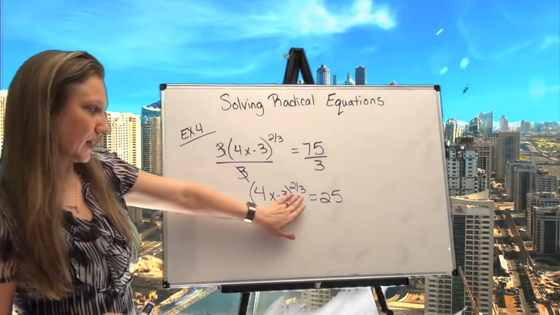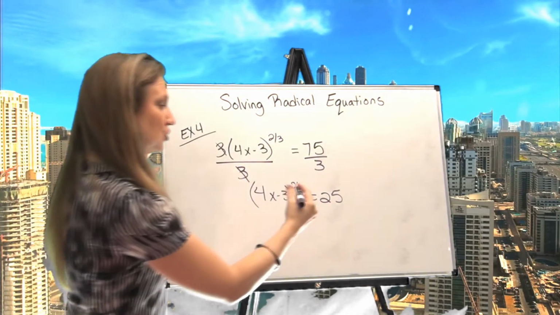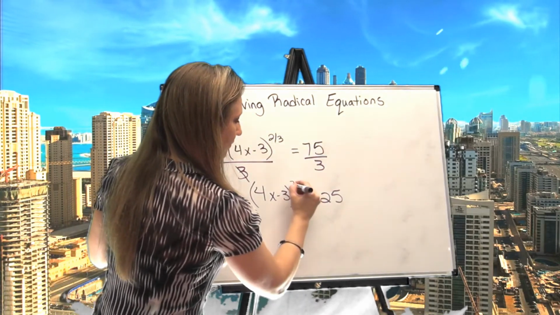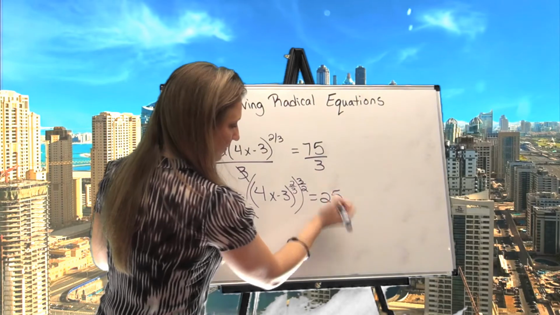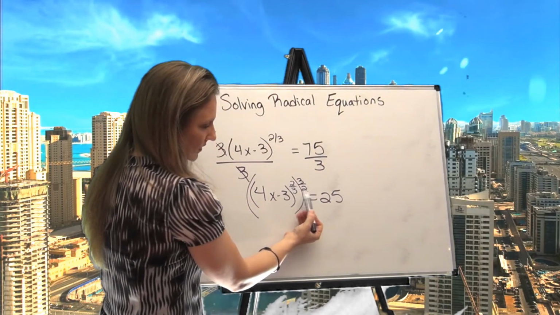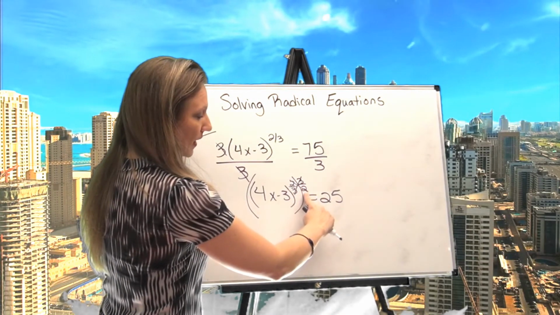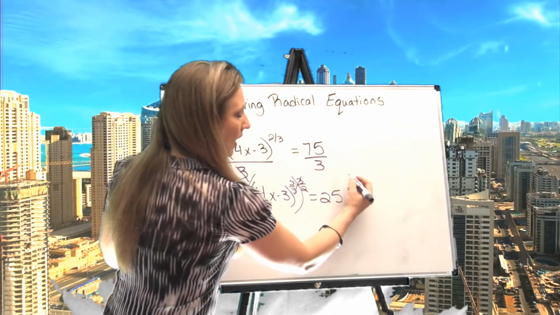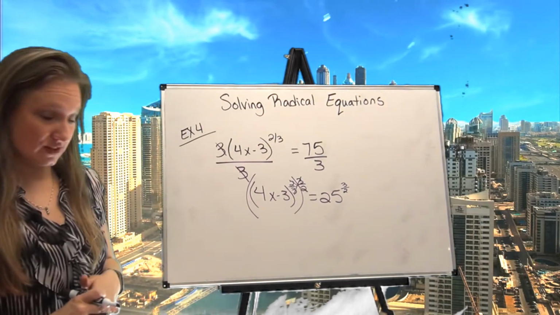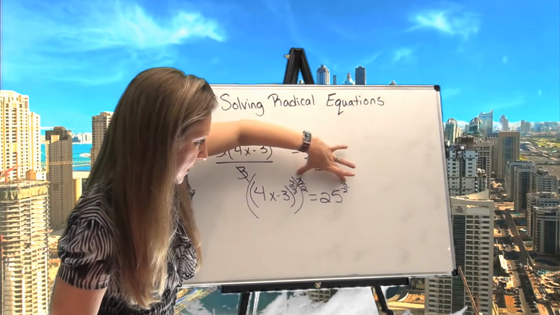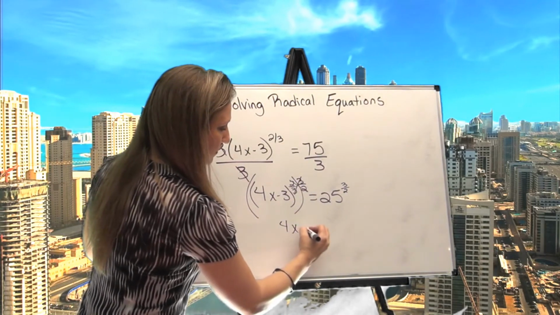Now I want to get rid of this fractional exponent. Remember, to cancel it out, we just raise it to the power of the reciprocal. So I'm going to raise this to the power of 3/2, because this is 6 over 6, which is just 1, which will cancel out this exponent. If I raise this side of the equation to the 3/2 power, I have to raise this side of the equation to the same power. So I've raised both sides to the power of 3/2. All right, so that canceled this out, and we're left with 4x minus 3.